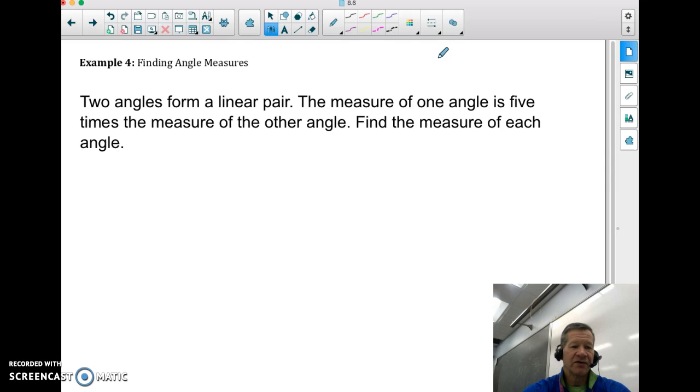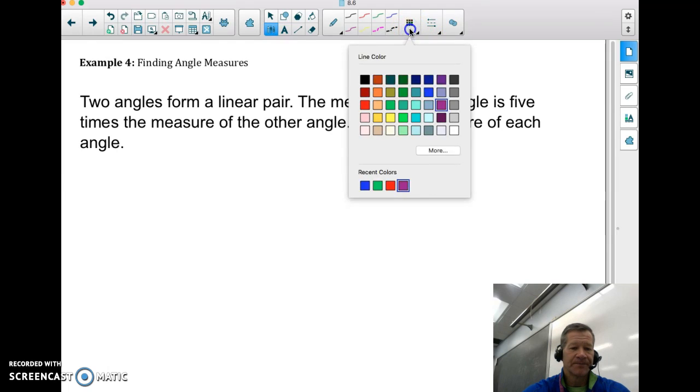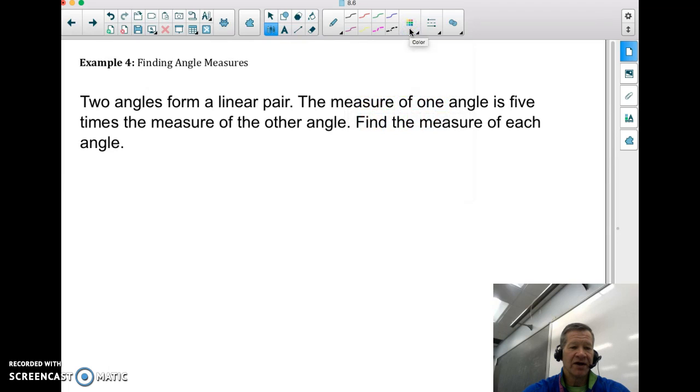So we have two angles that form a linear pair, and it says the measure of one angle is 5 times the measure of the other. So find the measure of each angle. Now, this can be made a little bit easier if we try to actually draw a picture of this.